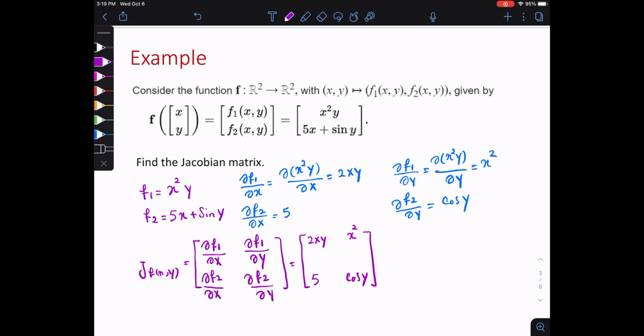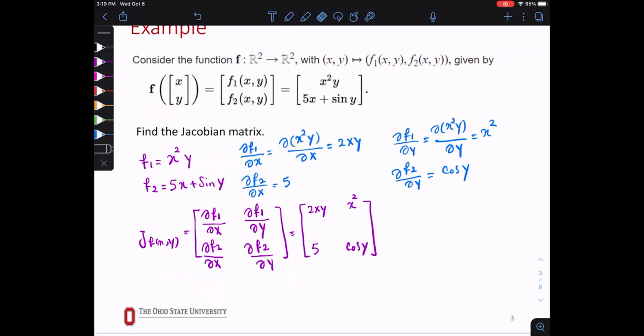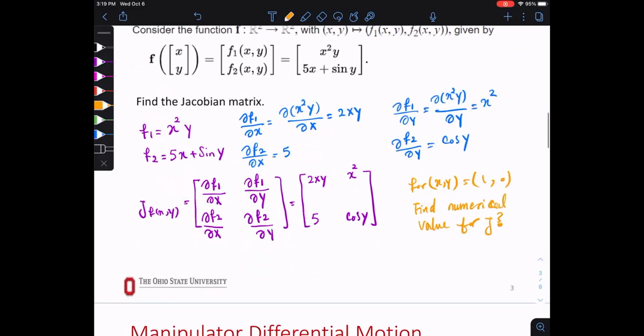Now let's just give it some numbers. Let's say our variables were x and y, in a different color, just so you know. So for x, y equal to 1 and 0, find the numerical value for J. So I can even write it like this.